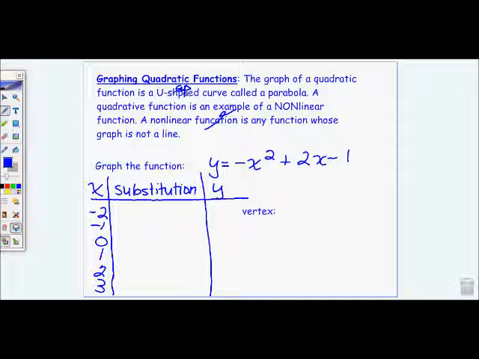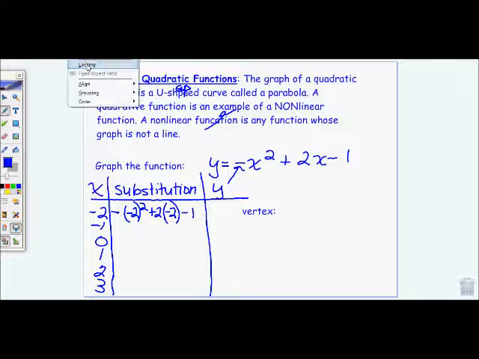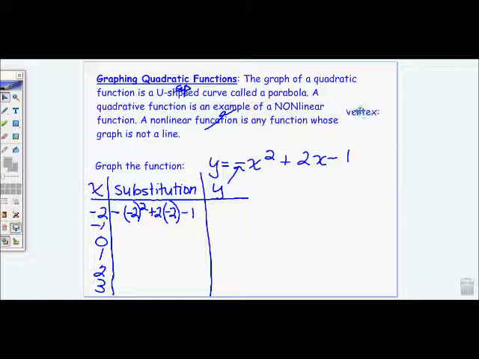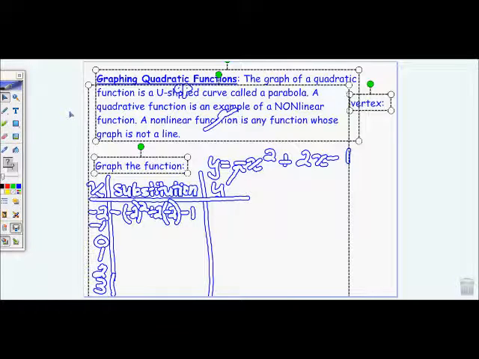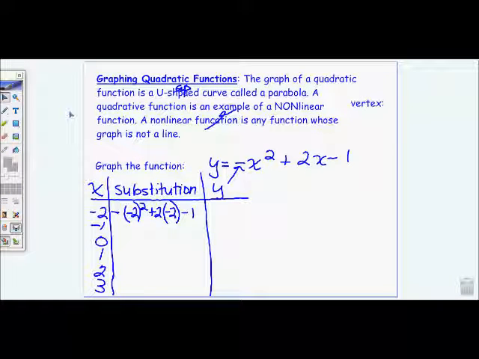When I put in my negative 2, now notice this is a negative x. So I want to put in a negative, and the negative 2 only replaces the x term. Plus 2 times negative 2 minus 1. Okay? When we work that one out, let me get rid of my little vertex box here. I think it is locked on there, so it'll take me just a minute. I'm going to get rid of that for right now and lock those back up just so I don't mess them up when I'm writing on there.